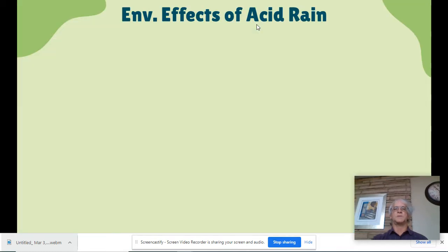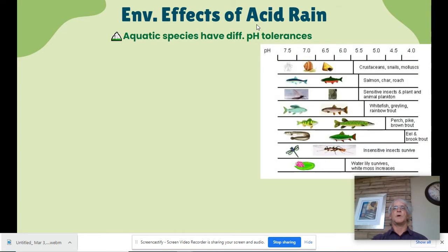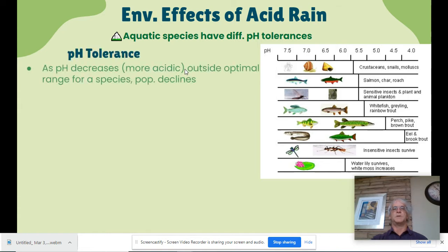So what are the environmental effects of acid rain? Aquatic species have different pH tolerances, ranging from 7.5 down to fairly acidic 4.0. So there's a pH tolerance. As pH decreases and becomes more acidic, it becomes outside the optimal range for a species, and the population declines. So for the crustaceans here, if it goes below 5.8, it's going to cause problems.